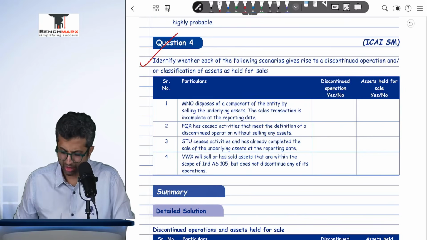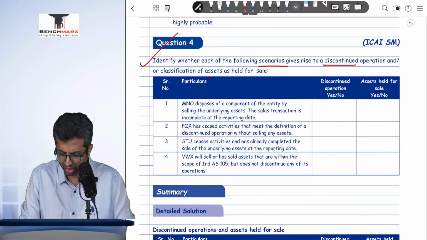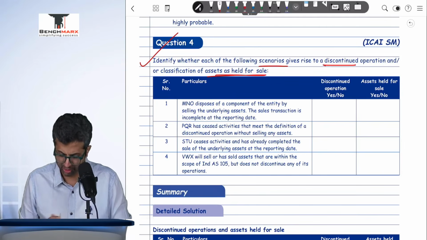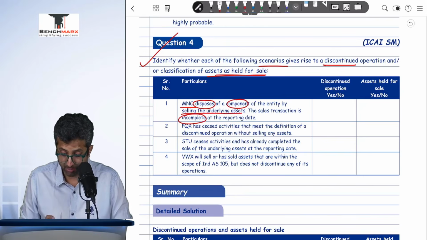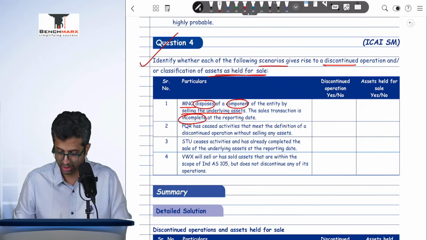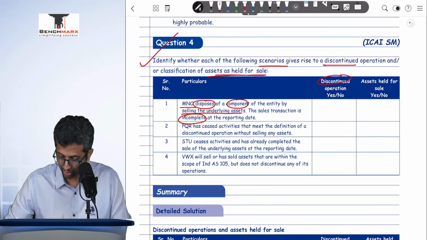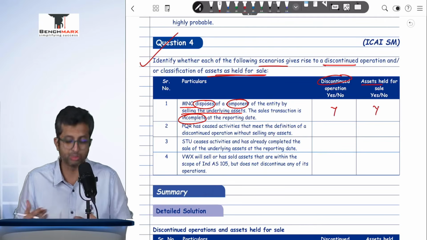Identify which of the following scenarios give rise to a discontinued operation or classification as a disposal group held for sale. Now MNO disposes of a component, that is a division of an entity, by selling the underlying assets. The sales transaction is still incomplete as on the reporting date. So over here it is not yet sold, it is held for sale. Is it a component or a group of entity? Yes. So will it be a discontinued operation? Yes. Will it also be a disposal group or group of assets that you are intending to sell? Yes, because the sale is not yet completed, and hence this is both.